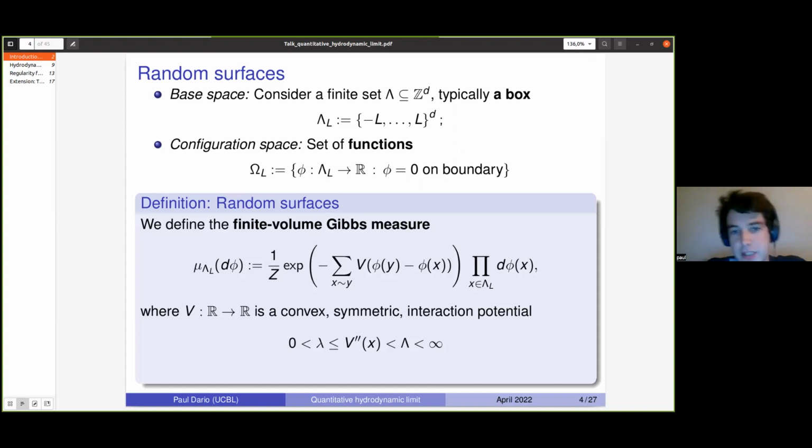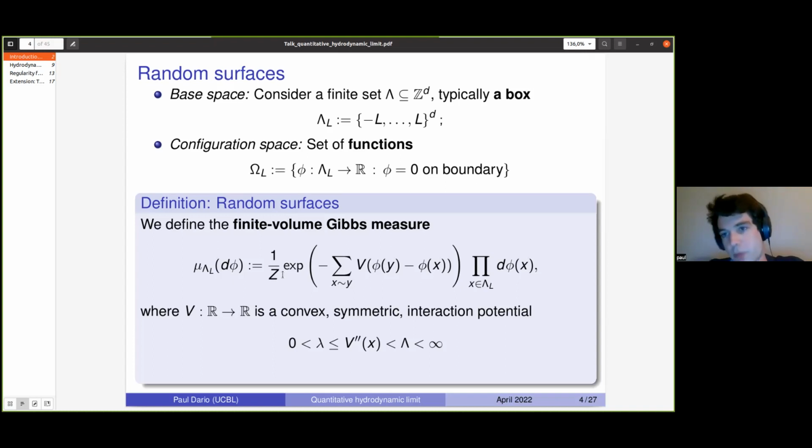On this set, you are going to put a measure, which is a Gibbs measure defined as follows. You fix a function V, which will be very important for the model. It's fixed, and I will say a few things later about it. You consider the exponential of minus the sum over all pairs of neighboring vertices x and y of V of the difference phi of y minus phi of x. This gives you a weight for each function phi. You take a base measure, which is the product over all the points in your box of the Lebesgue measure. This gives a measure which will be well defined if V satisfies good properties. It's not a probability measure, so you normalize it by 1 over Z, and it gives you a probability measure.